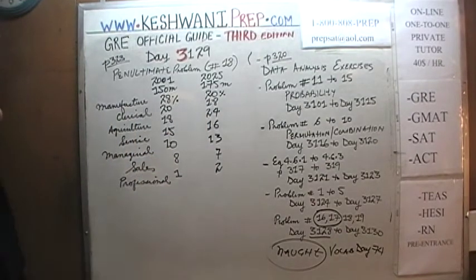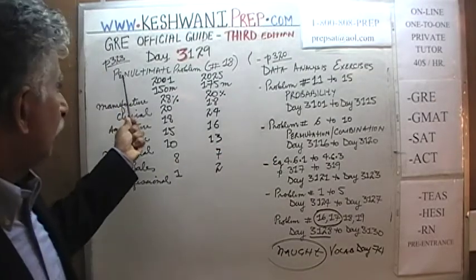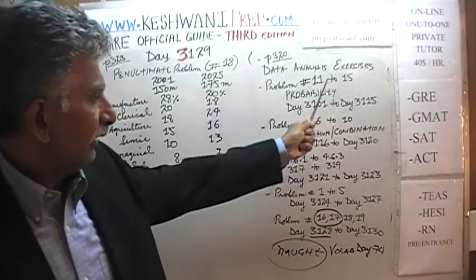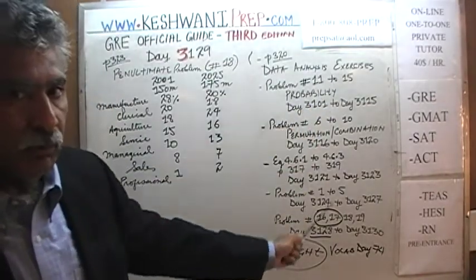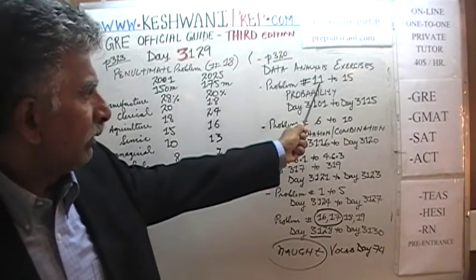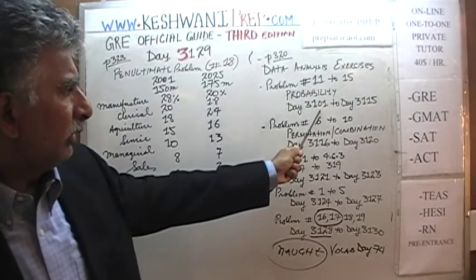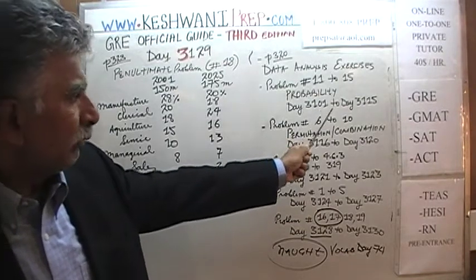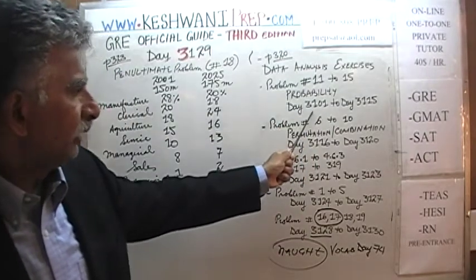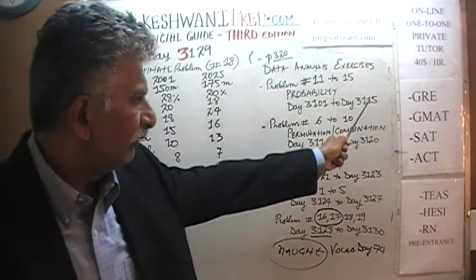Before we get going with the problem, here's a quick summary of what's been going on. This problem comes from the data analysis exercises. We did not do these problems in order, so I'm going to quickly go over them. Problems 11 through 15 dealt with the notion of probability, and we covered those from day 101 through 115. There were 15 videos, even though there are only 5 problems.